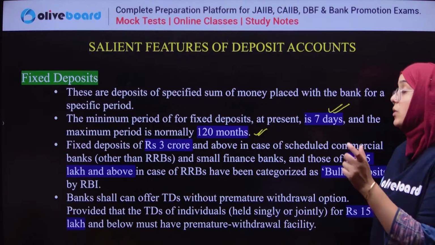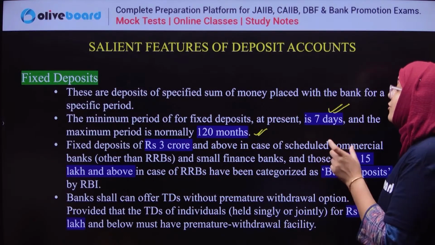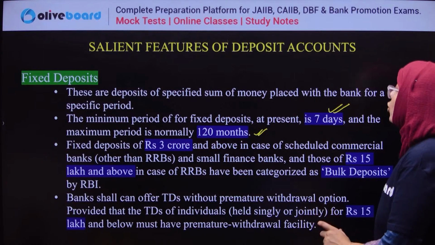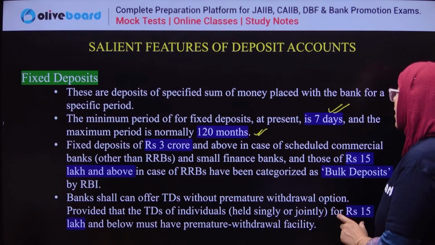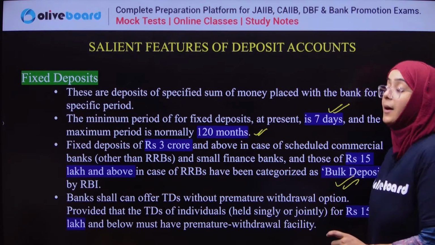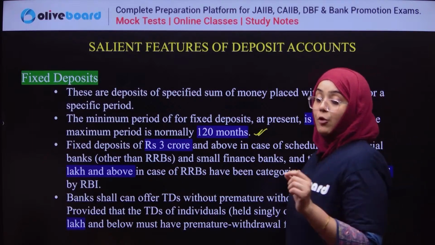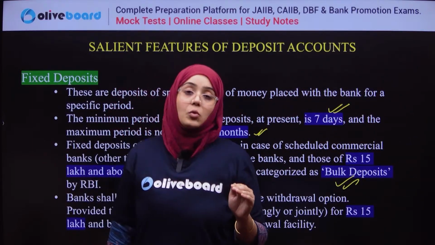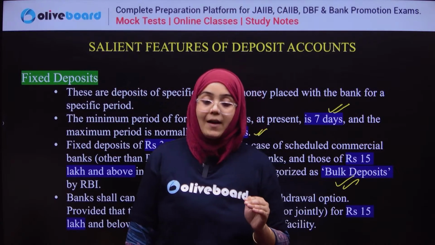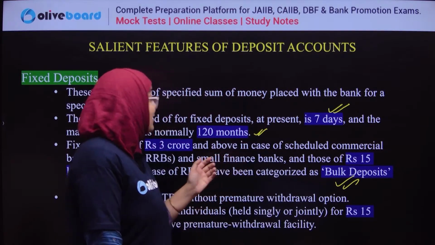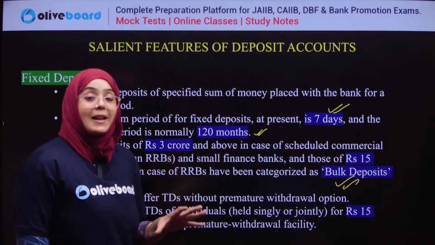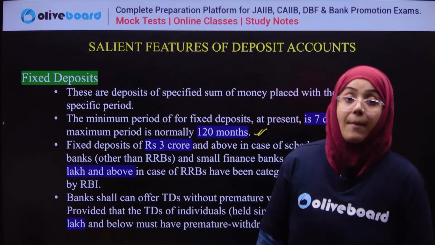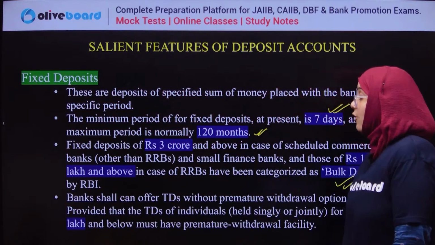FD of 3 crores and above in case of a scheduled commercial bank and small finance bank, and 15 lakhs and above in case of RRB, is characterized as bulk deposit. Means if you are having an FD of 3 crore and above in any scheduled commercial bank or small finance bank, and 15 lakh and above in case of RRBs, these are considered as the bulk deposit in the case of FD.